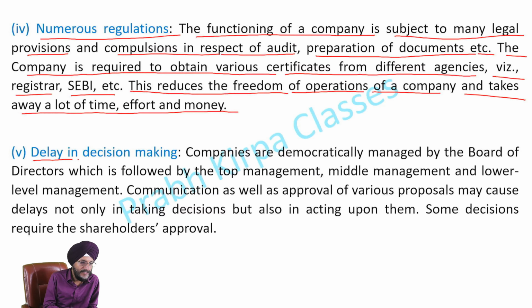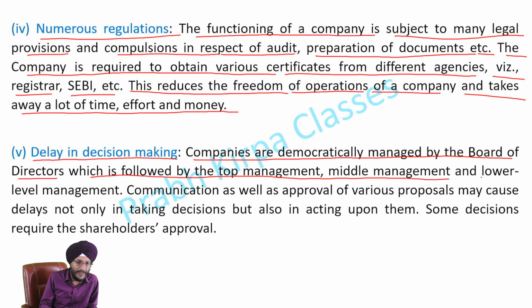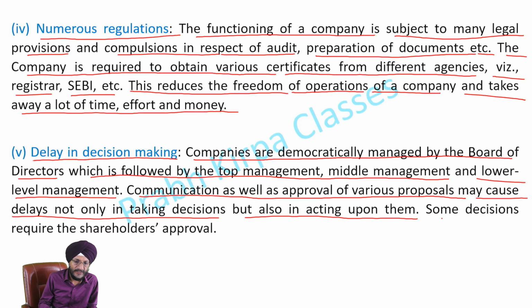Then another limitation is delay in decision making. Companies are democratically managed by the board of directors. Down the line comes top management, middle management, and lower level management. Communications as well as approval of various proposals may cause delays not only in decision making but also in acting upon them. Some decisions require shareholders' approval in the annual general meeting.